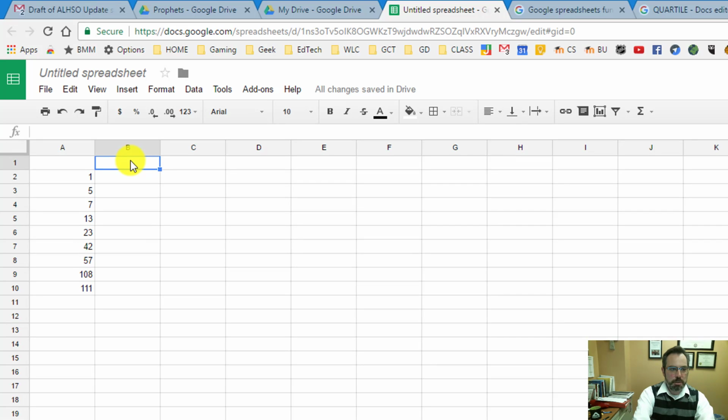First, I'm going to find the average of all of the data. Then I'm going to subtract each number minus the average. Then I'm going to square all of that. And then I'm going to take the sum of all of this.